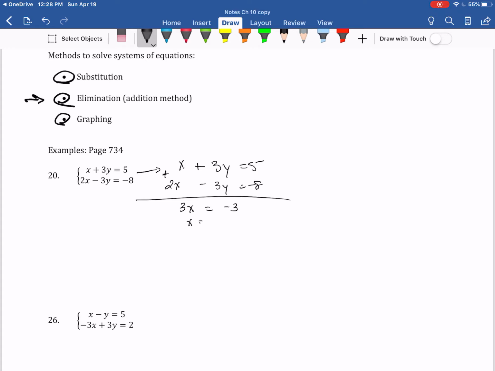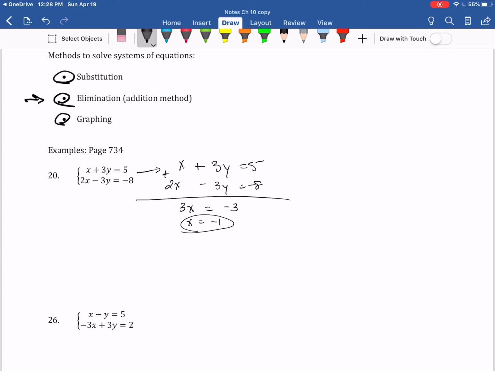Now we have an equation with just x. We can solve for that x. We get -1. Once you know the value for one of your variables, you're going to substitute that back into either of your equations from the beginning to find the other variable. So you choose whichever equation is the easier one. I like the first one because it has less to do.